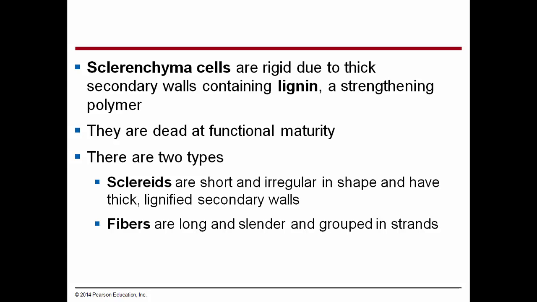Fibers, which are also sclerenchyma cells, are usually grouped into strands and are long, slender, and tapered. Some are used commercially, such as hemp fibers for making rope, or flax fibers for weaving into linen. So these are fibers, sclerenchyma cells, that are found in plants that can be commercially useful.